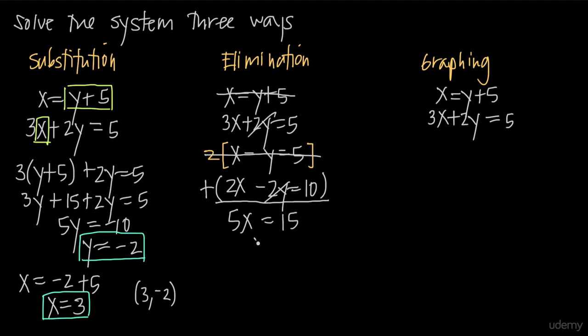Dividing both sides by 5, we get x is equal to 3. Now we need to solve for y using our value for x. So we can take our value for x and plug it back into this equation up here. Any equation will do, but let's just go ahead and use this one.